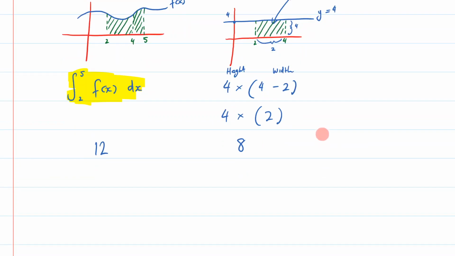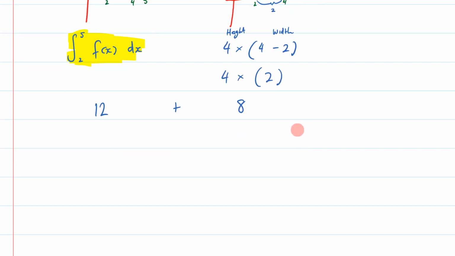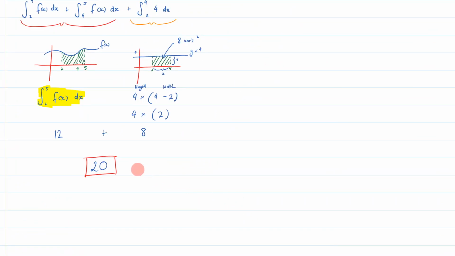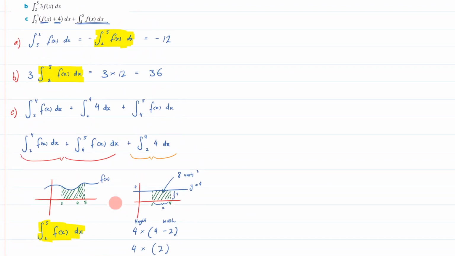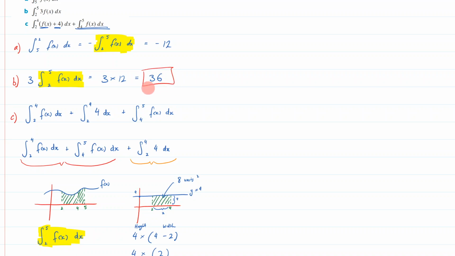And now I just have to add these two parts together, 12 plus 8. The last time I checked, 12 plus 8 is going to be 20. And that will be my final answer. So that's how you use definite integral properties to answer these questions. So there's my answer to C, that one right there. This was my answer to B, 36. And this was my answer to A.